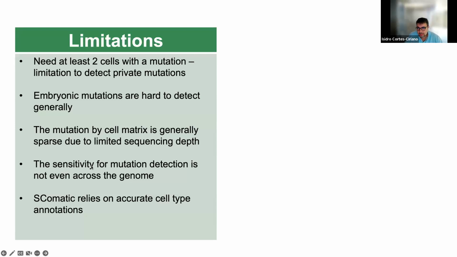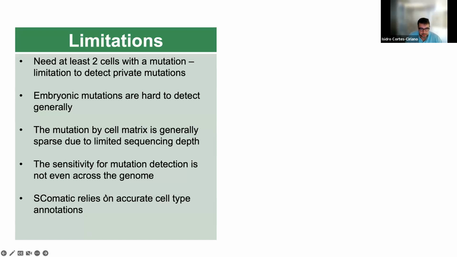Also, the sensitivity for detecting mutations really depends on the technology, right? So we've primarily focused on 10x datasets where there is a clear bias towards either the 5' or 3' end, although we can also detect intronic mutations, etc. But there is clearly an uneven distribution of coverage across the transcriptome, which means that the sensitivity for mutation detection is also affected by that.